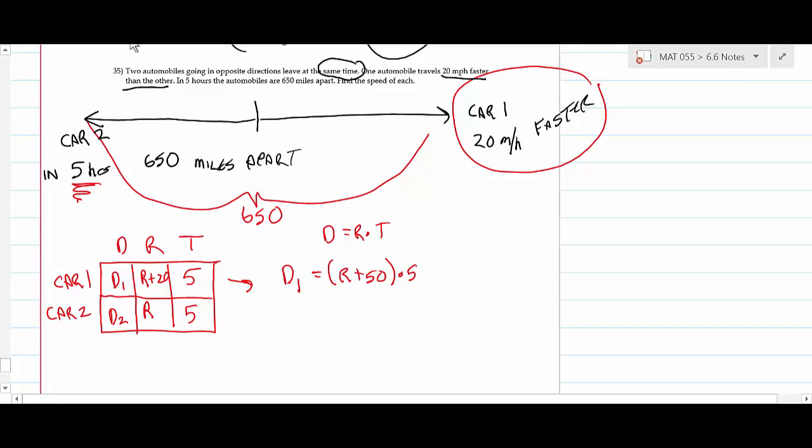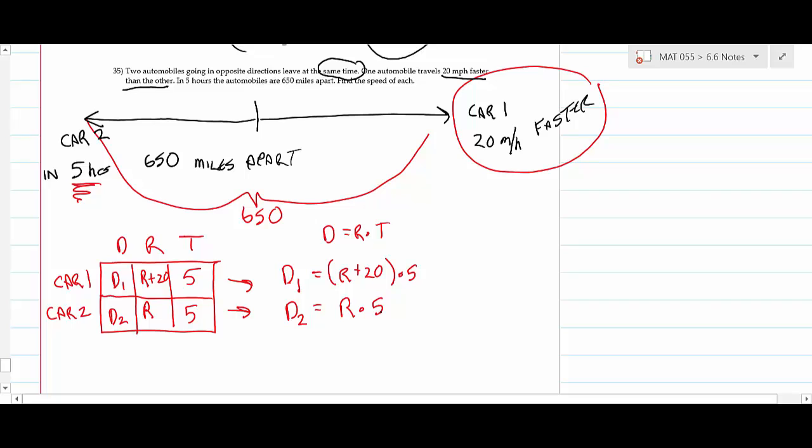You put... No, R plus 20, not 50. I don't know why I did that. Okay, so we're going to have R plus 20 there, right? Second equation, we're going to have distance, D2, equals rate, R, times 5, like that, okay?